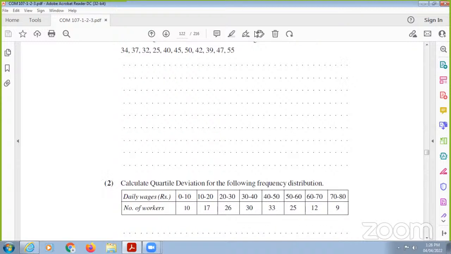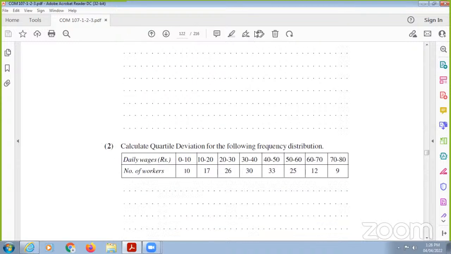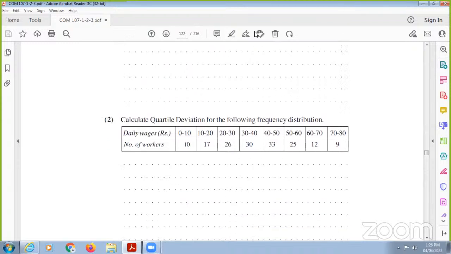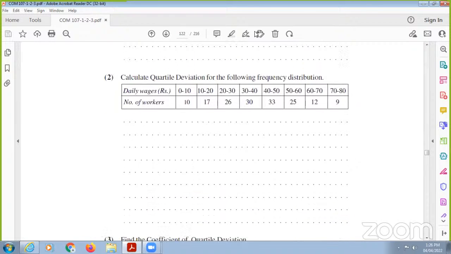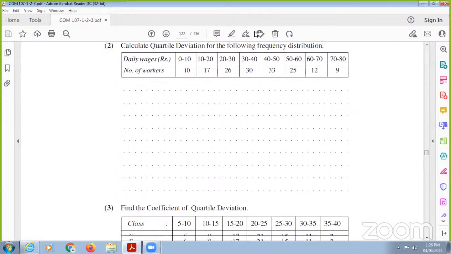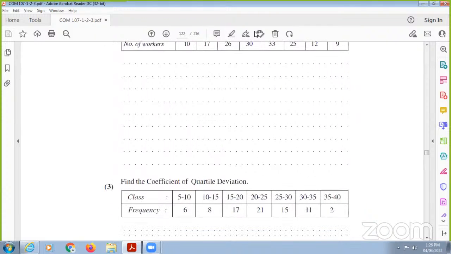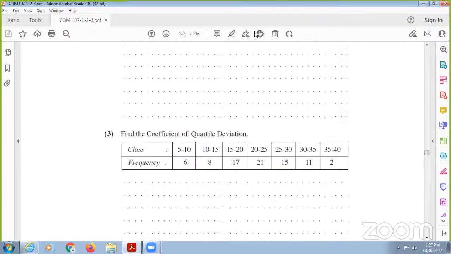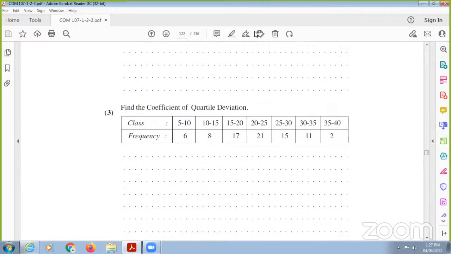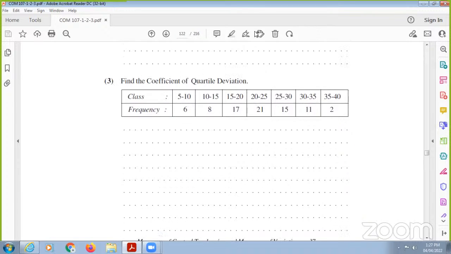So each question and its answers are given at the end of each unit also. You have to solve all those questions and check the answers given at the end of each unit. Here also you will find the third question: find the coefficient of quartile deviation, class and frequencies are given here. Then here, point number 99 is given, the mean deviation or average deviation.